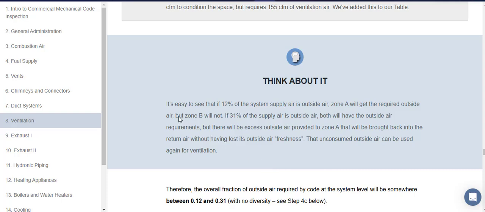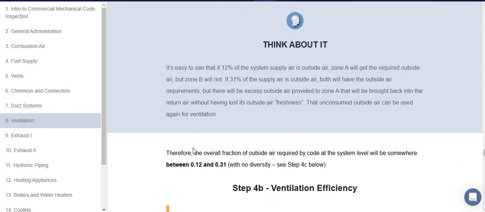Think about it. It's easy to see if 12% of the system supply air is outside air, zone A will get the required outside air, but zone B will not. If 31% of the supply air is outside air, both will have the outside air requirements, but there will be excess outside air provided to zone A that will be brought back into the return air without having lost its outside air freshness. That unconsumed outside air can be used again for ventilation.